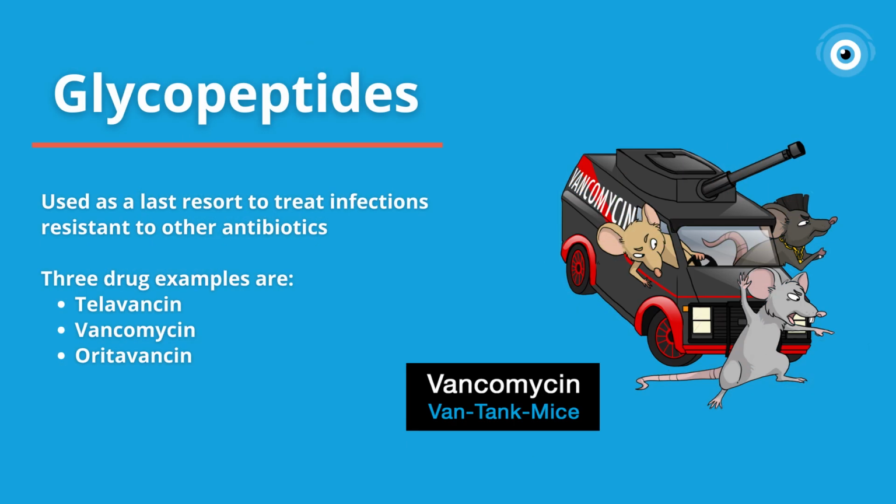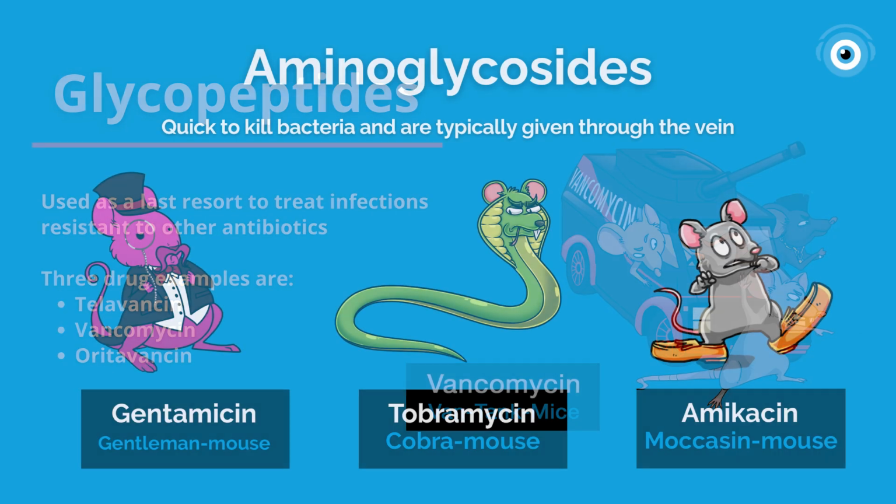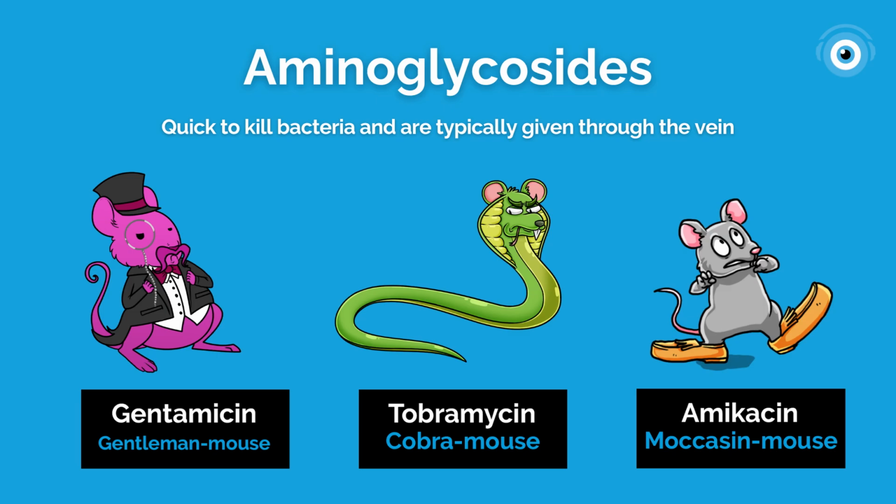Glycopeptides. Glycopeptides are used as a last resort to treat infections resistant to other antibiotics. 3 drug examples are telavancin, vancomycin, and oritavancin. Aminoglycosides. Aminoglycosides are quick to kill bacteria and are typically given through the vein. Some examples are gentamicin, tobramycin, and amikacin.